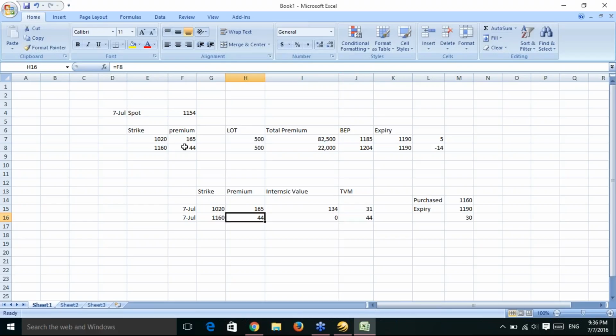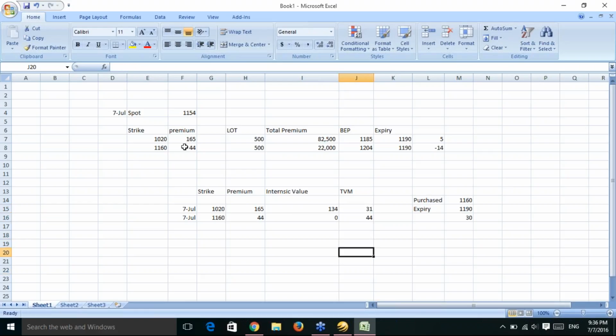So here I am paying more time value, and in the money I am paying lesser time value. Why? Because in the money contracts are less volatile than out of the money, so the risk premium charged on out of the money contracts is higher. The time value of premium is higher in out of the money contracts as compared to deep in the money, right?